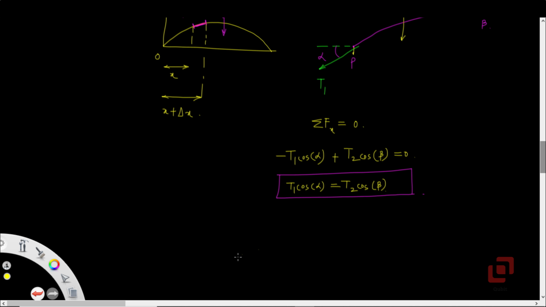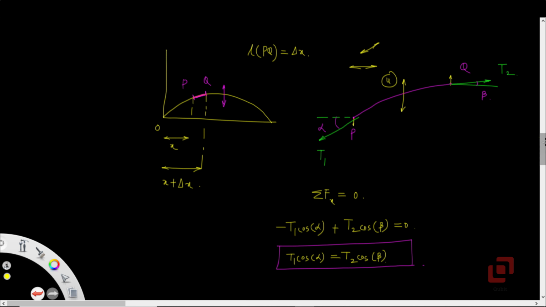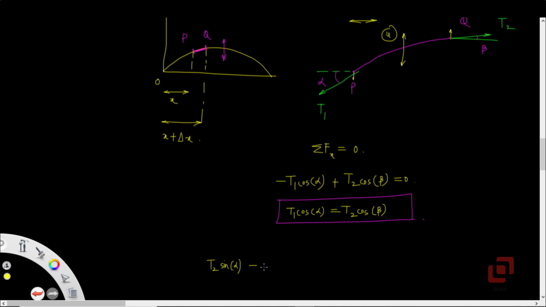So if we consider the vector sum, then it will be T2 sine of beta, this is positive, minus T1 sine of alpha, equal to. Now on the right hand side we have the mass into acceleration.